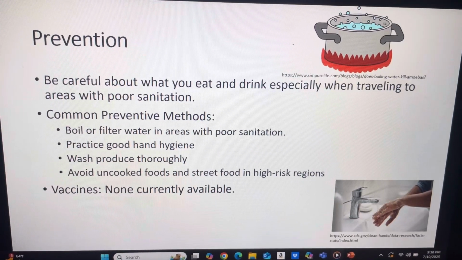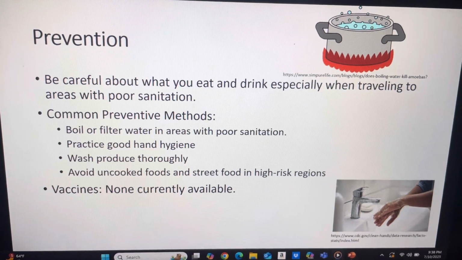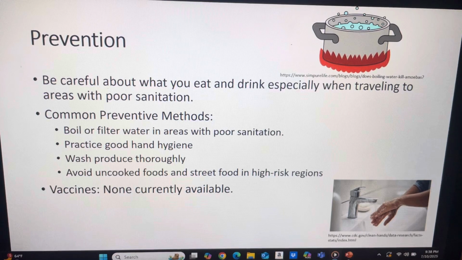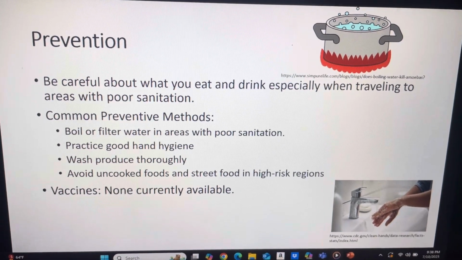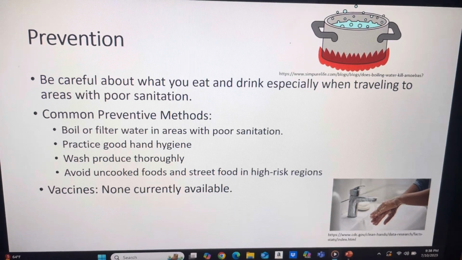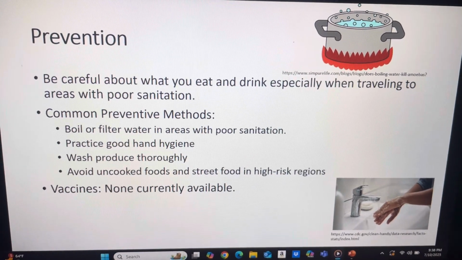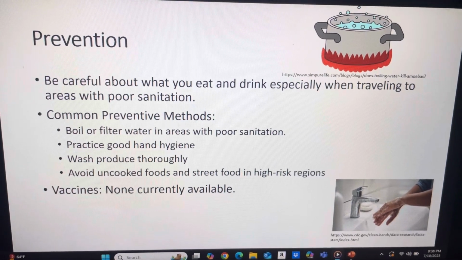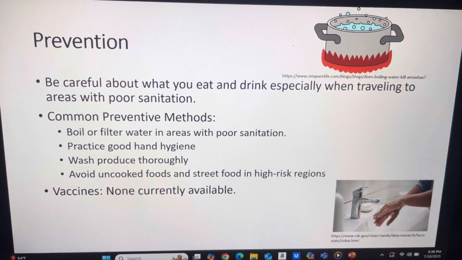And then prevention. Be careful about what you eat or drink, especially when traveling to areas with poor sanitation. Common preventative methods are to boil or filter water in areas with poor sanitation, practice good hand hygiene, wash produce thoroughly, avoid uncooked foods and street food in high-risk regions. And then the vaccines, there are none currently available.